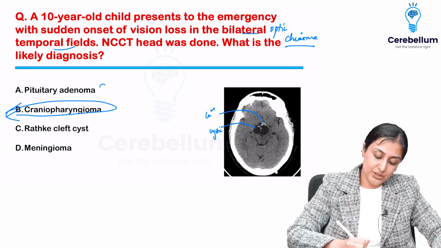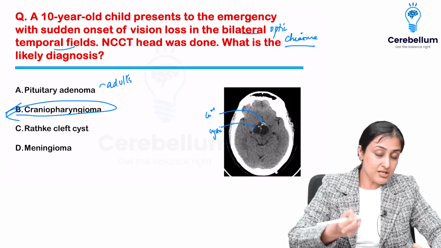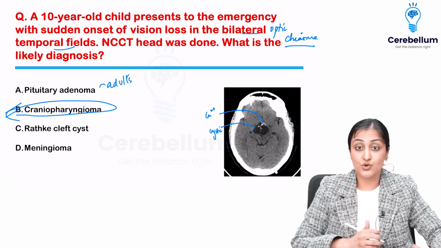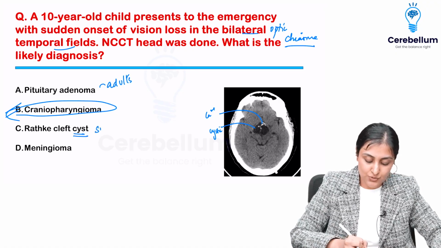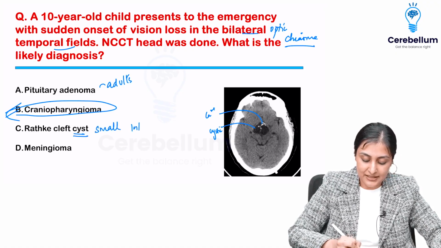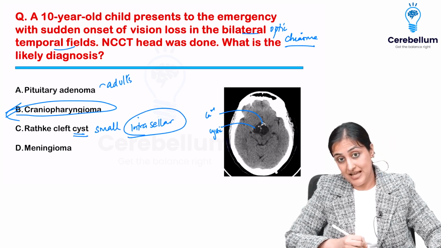craniopharyngioma. Pituitary adenoma is seen in adults. It's a solid enhancing lesion, not a cystic lesion with calcification. Rathke cleft cyst is usually very small, intrasellar. It will not expand to block the optic chiasma.